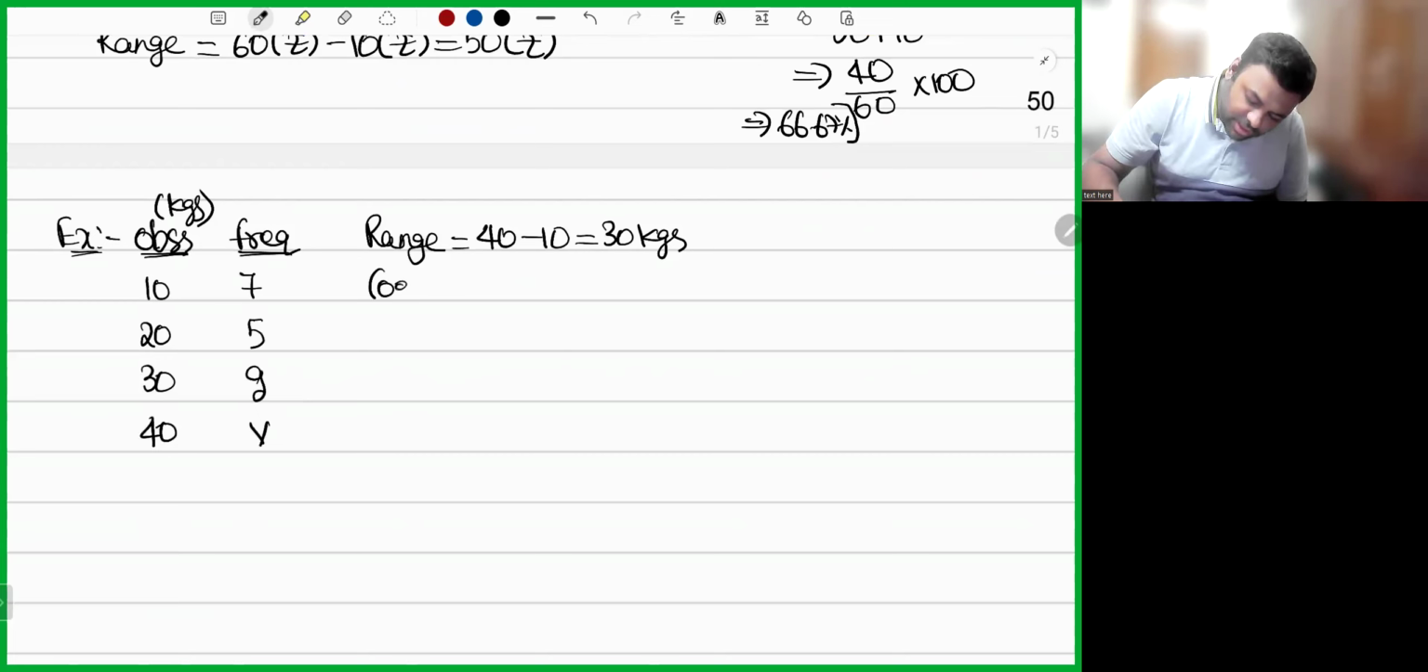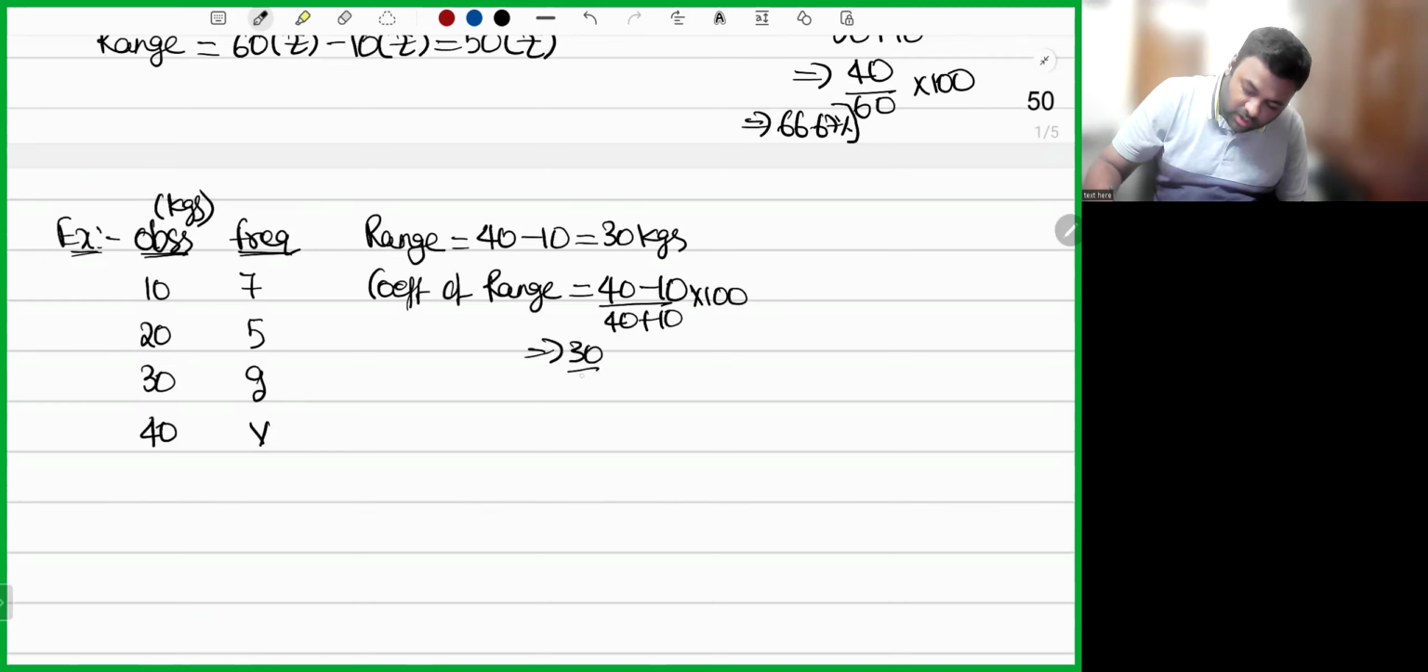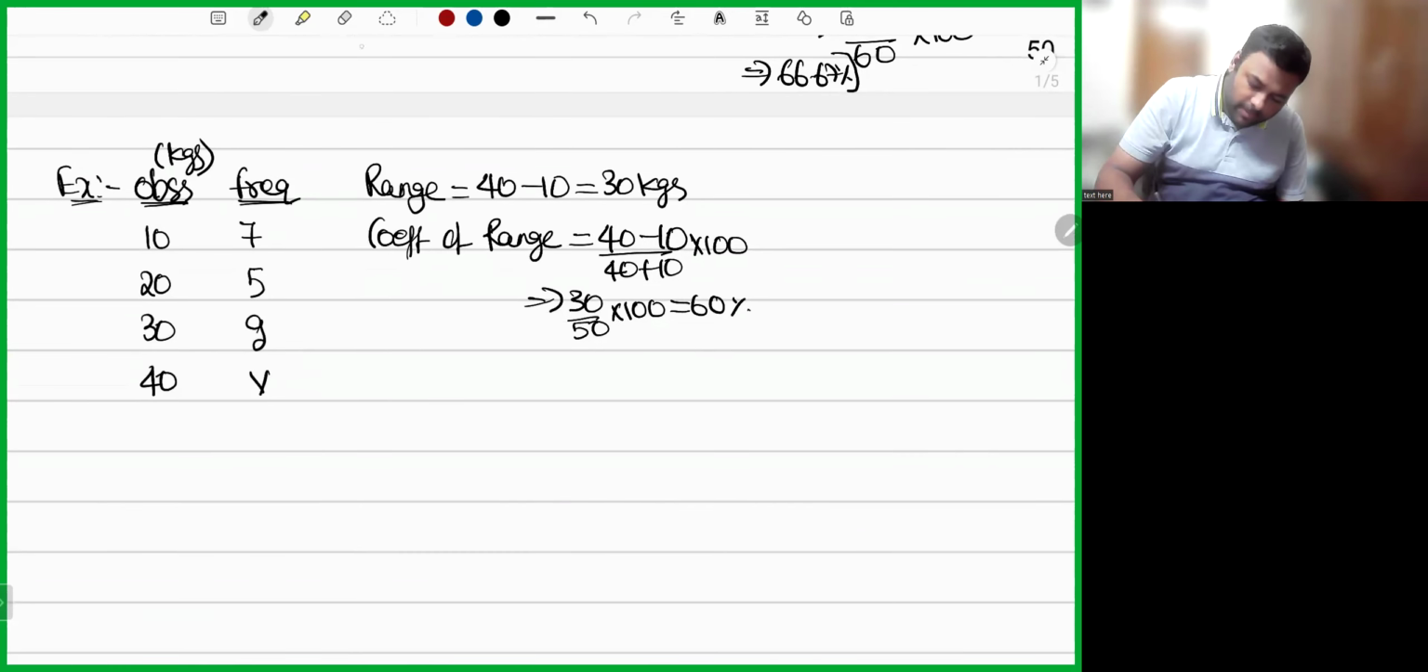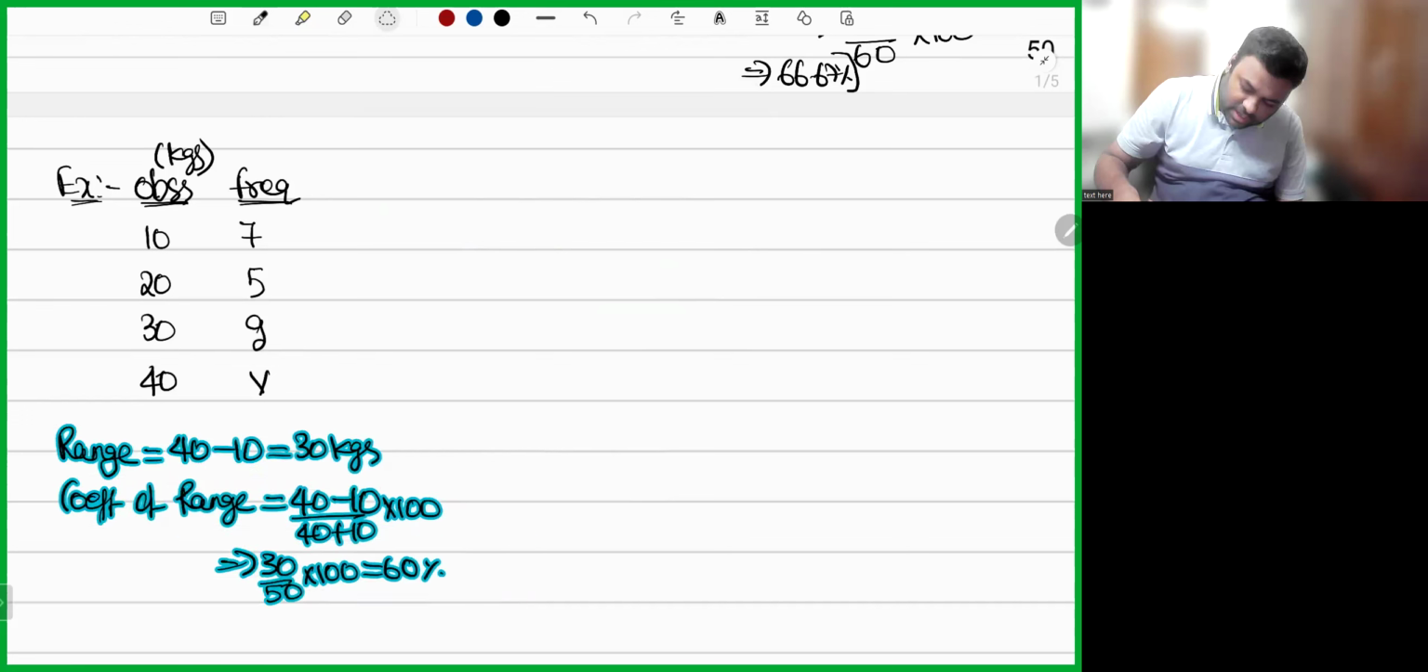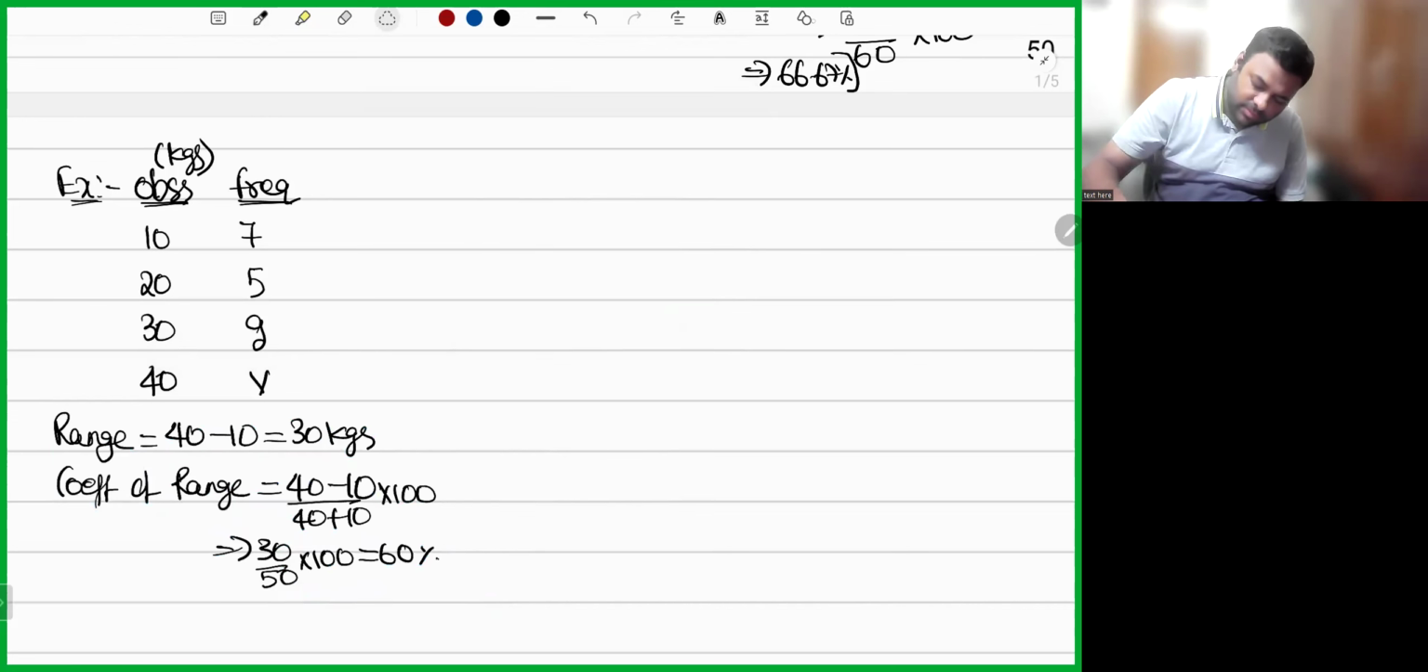Now coefficient of range, 40 minus 10 by 40 plus 10 into 100. So 30 by 50 into 100, which equals 60%. Okay. So range is done, coefficient of range is done.